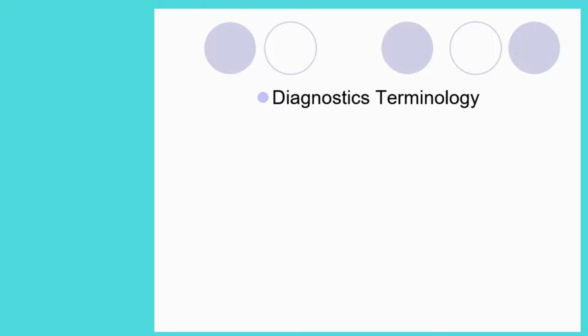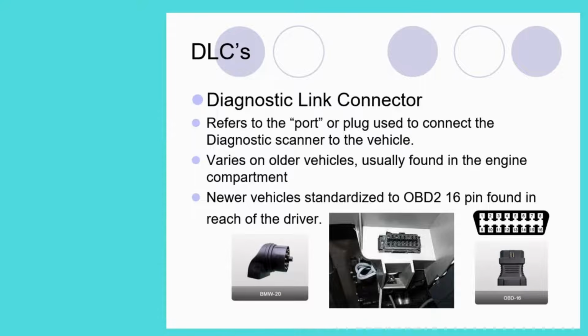Diagnostics terminology. The diagnostic link connector. It refers to the port or the plug used to connect the diagnostic scanner to the vehicle. It varies on older vehicles, usually found in the engine compartment. In newer vehicles, it is standardized to the OBD2 16-pin connector found within reach of the driver.